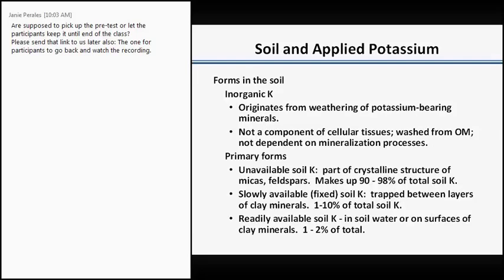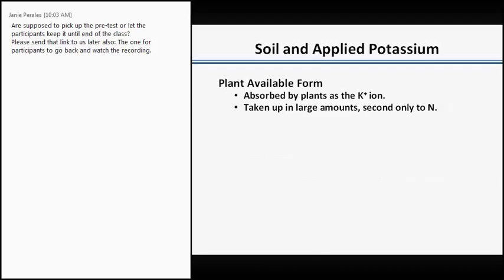Primary forms, crystalline structure of micas and feldspars makes up somewhere between 90 and 98% of the total potassium. The fixed, somewhere between 1 and 10%, and then the readily available potassium that's going to be on the exchange sites is somewhere between 1 and 2%. And again, if you go back and look at one of those charts that I showed you, the potassium in the soil solution is going to usually be 0.1 to 0.2%. Again, what is absorbed by the plant is the potassium ion, K+.